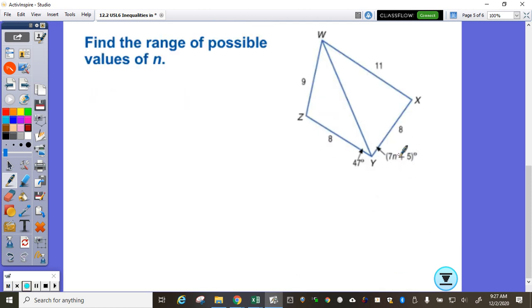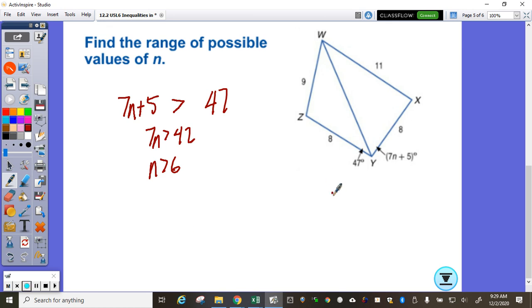This is 7A plus 5. This is 47. This is 9. This is 11. We recognize that this angle right here is larger than this angle right here because the side across is 11. The side across is 9. So therefore we have 7n is greater than 42. And so n is greater than 6. You okay with that?